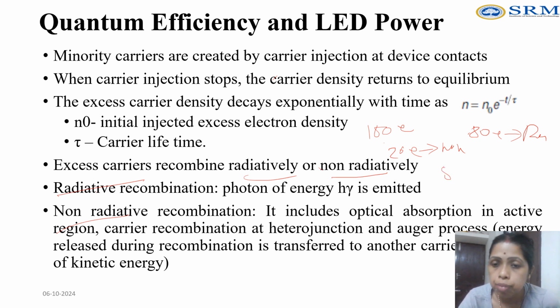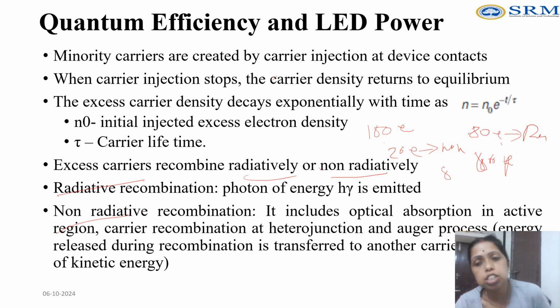So if the 80 electrons have produced 80 photons, then due to the device structure and refractive index, some of those 80 photons will not come out and will not produce light. Some photons will be absorbed by the device. So due to that there will be different kinds of efficiency.